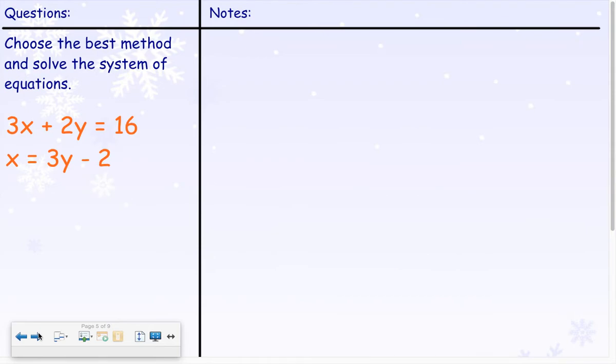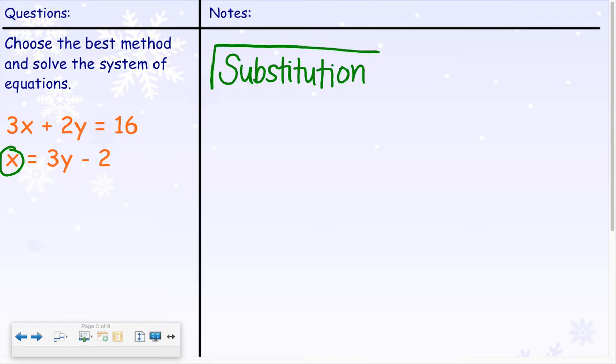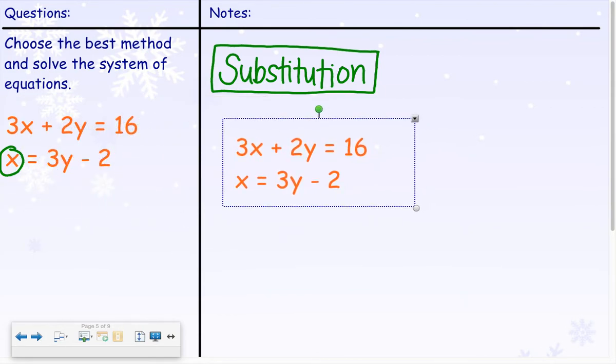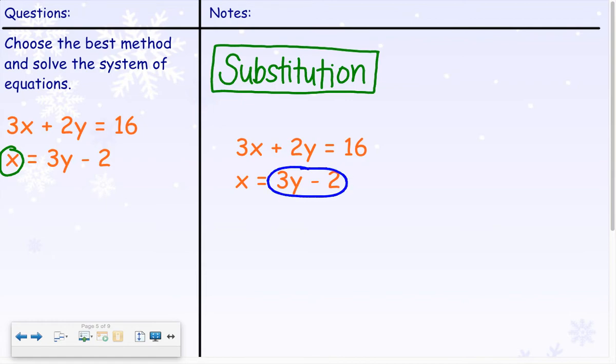All right, second one. Now this one, you'll notice one of the equations has a variable all by itself on one side. So that means that substitution is going to be the easiest method to solve. Now keep in mind, you can always solve a system using any method, but we're trying to pick the easiest method. We always want to do what is easiest. All right, so I'm going to circle and make my arrows. So the variable all by itself is x, so I'm going to circle what x is equal to, 3y minus 2.